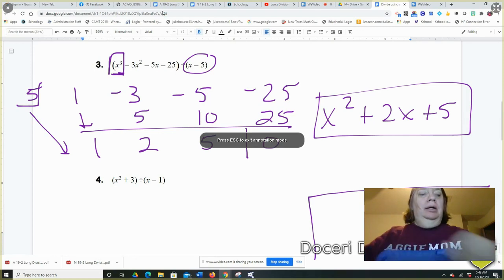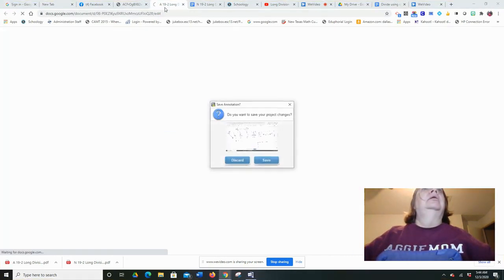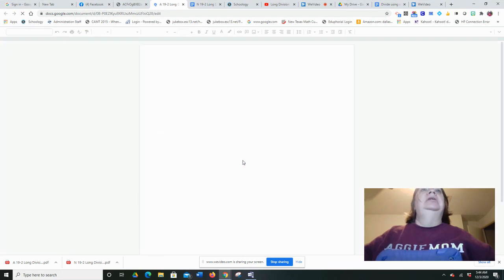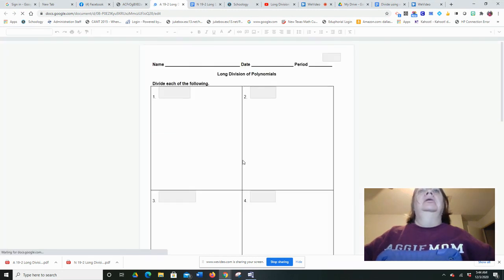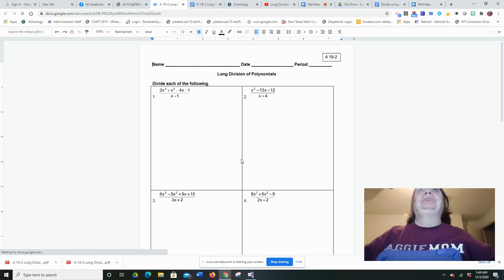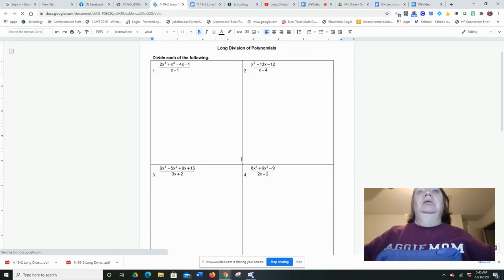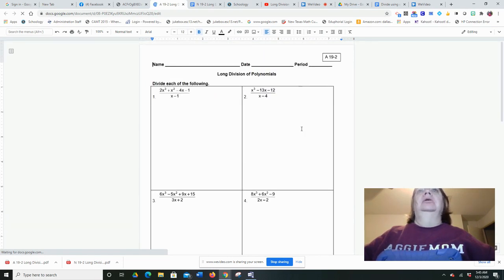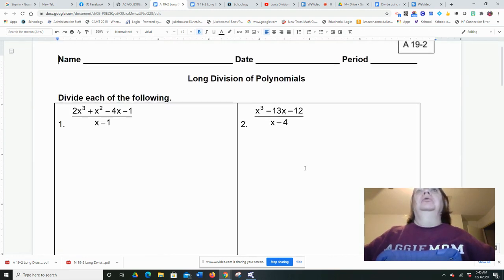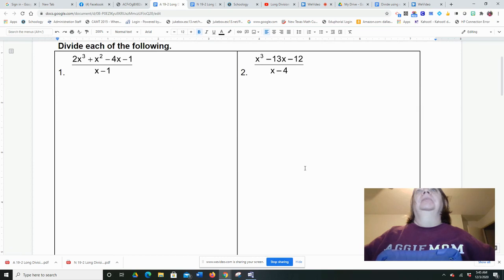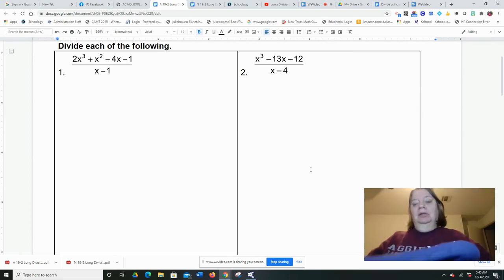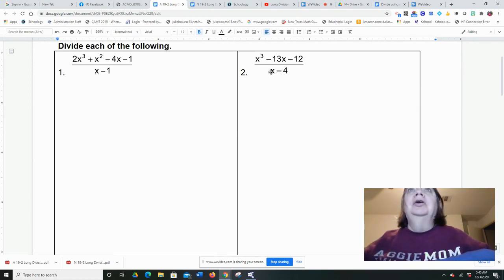I want to show you, let's look back. This is the assignment you did yesterday. Here we go. Let's see which one would be good. Look at this number 2. We did this one yesterday by long division. Because we're dividing by x minus 4, and there's not another coefficient right here, we could use synthetic division on this one.